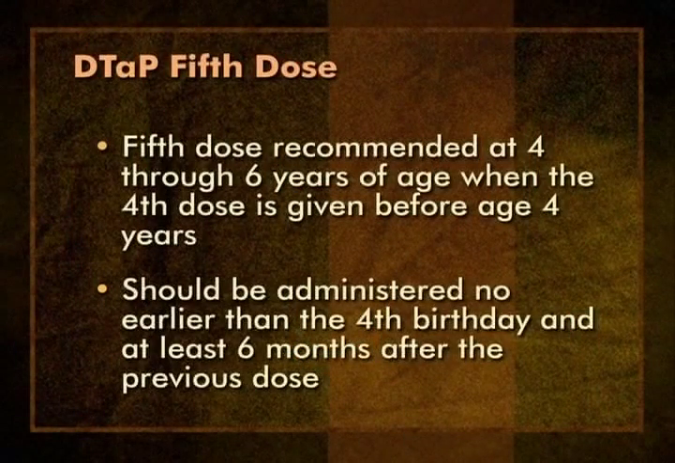The fourth dose of the DTaP series should not be administered prior to the first birthday. Also, the minimum interval between the third and fourth doses is 6 months. The fourth dose of the series should not be given less than 6 months after the third dose, even if the child is 1 year old. A fifth dose of DTaP at 4 through 6 years of age is recommended when the fourth dose is given before age 4 years. This final dose in the DTaP series should be administered no earlier than the fourth birthday and at least 6 months after the previous dose.